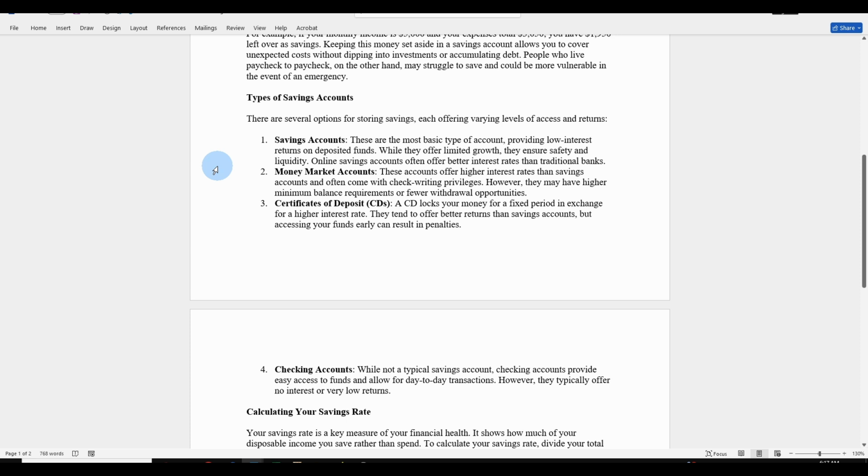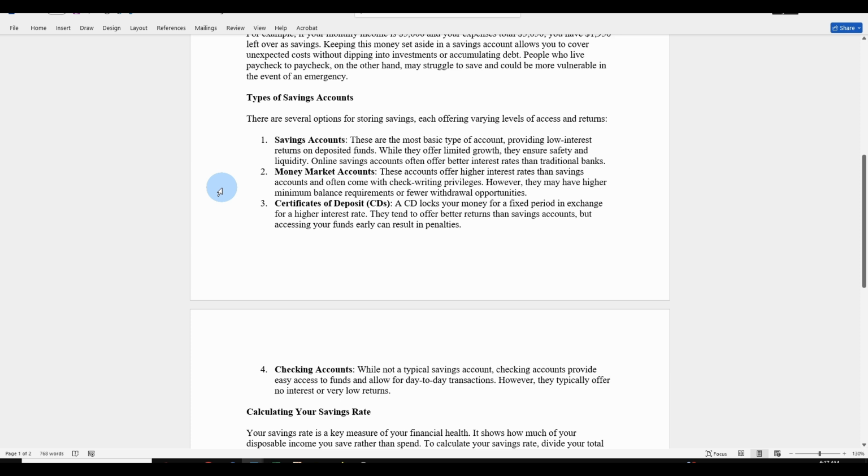Types of savings accounts: there are several options for storing savings, each offering varying levels of access and returns. Savings accounts: these are the most basic type of account, providing low interest returns on deposited funds. While they offer limited growth, they ensure safety and liquidity. Online savings accounts often offer better interest rates than traditional banks.